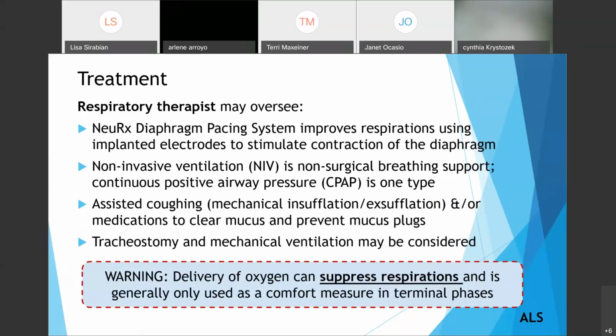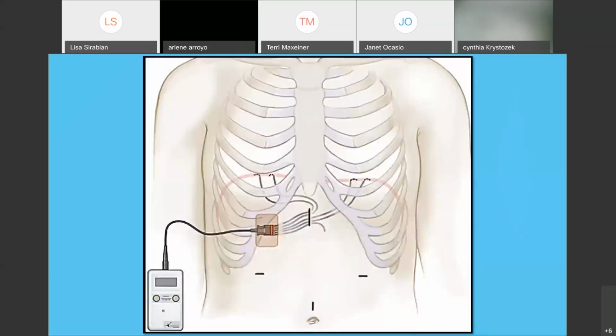So, there is this diaphragm pacing system, which can improve respirations using implanted electrodes to stimulate the contraction of the diaphragm. So I've got a picture here for you to see. So there's the electrodes that are implanted. They are connected to the diaphragm. Again, there's an external sort of a pacemaker type device, and it can stimulate the contraction of the diaphragm that can help them to have a more effective respiration.